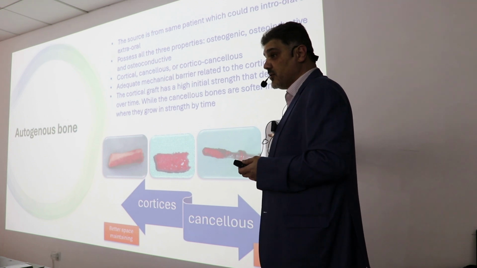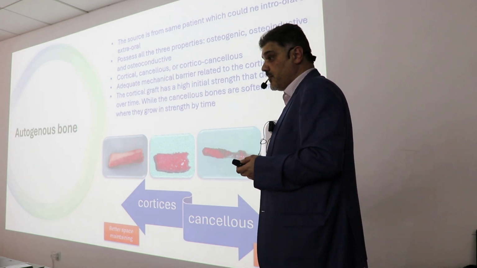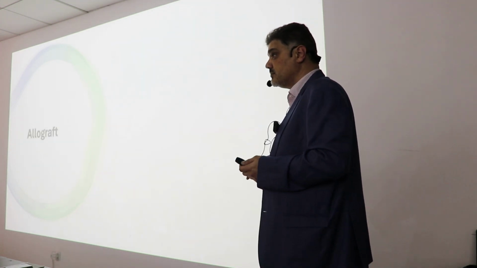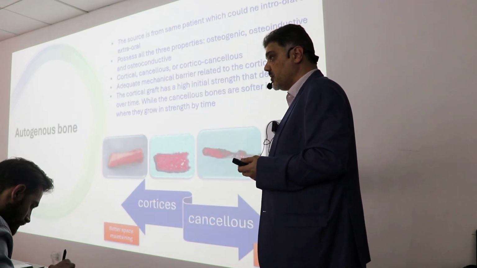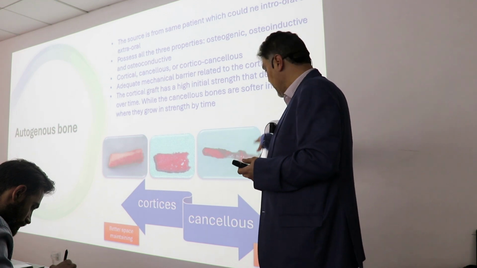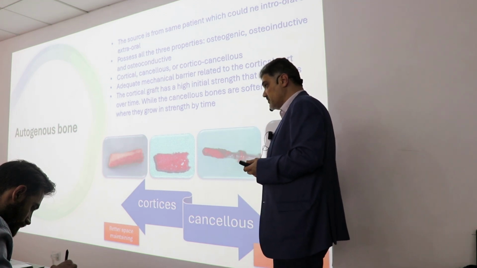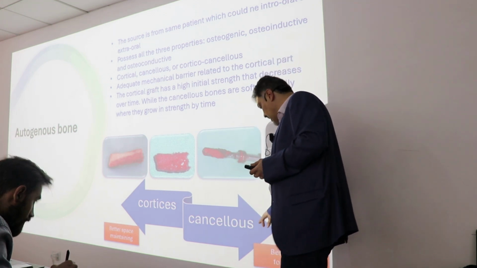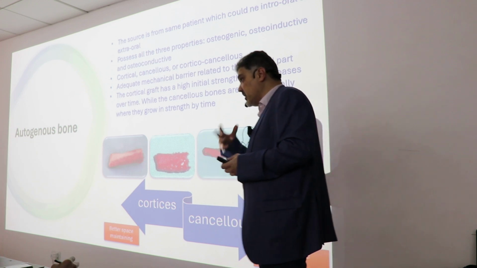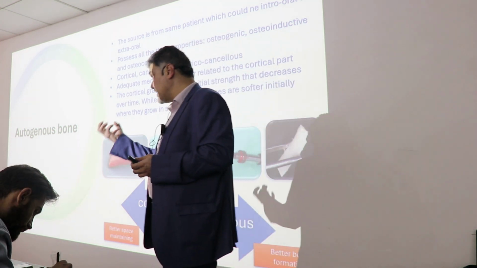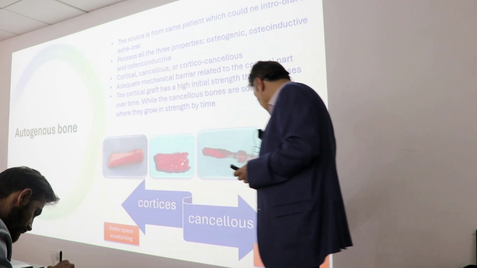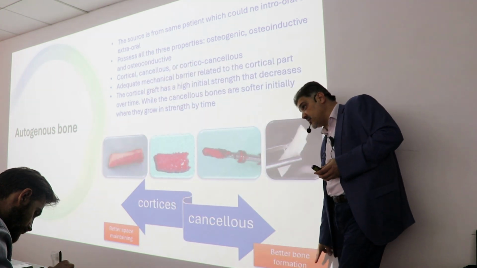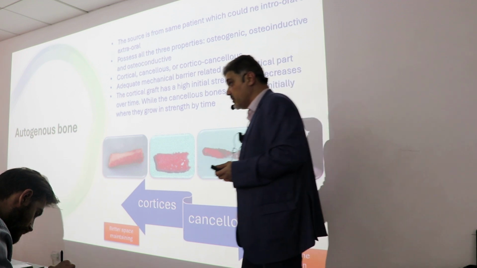Any question regarding the autogenous? It's not related to the bone. The blood supply, they are not related to the bone. But cancellous bone will give us better cells to start the bone formation. That's why the end result of the bone is better than cortical.